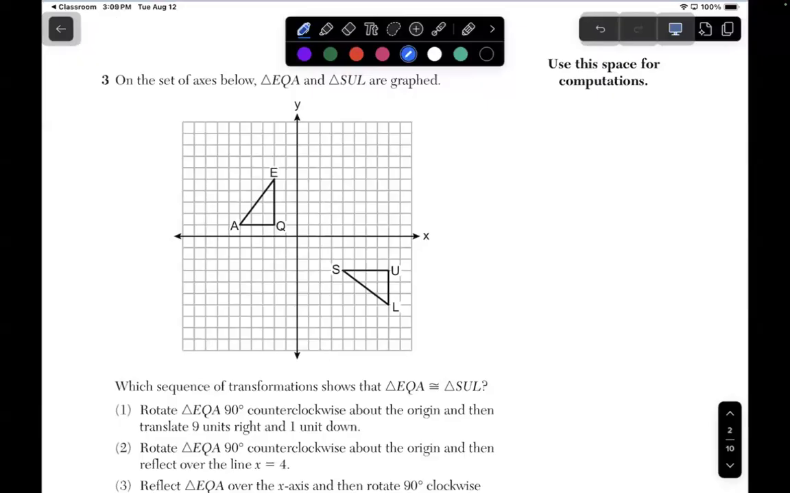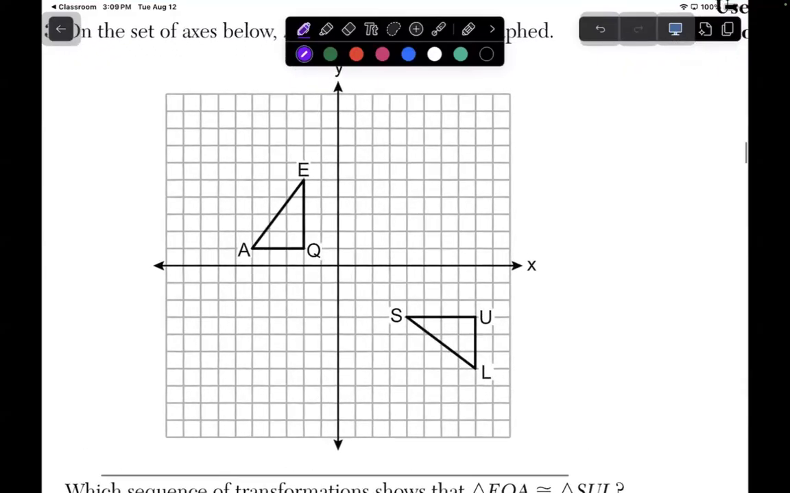On the set of axes below, EQA and SUL are graphed triangles. Which sequence of transformations shows that triangle EQA is congruent to triangle SUL? Okay, this is a very good example of everything I've been preaching in class for the last, well, when I was your teacher for all of y'all that had me.